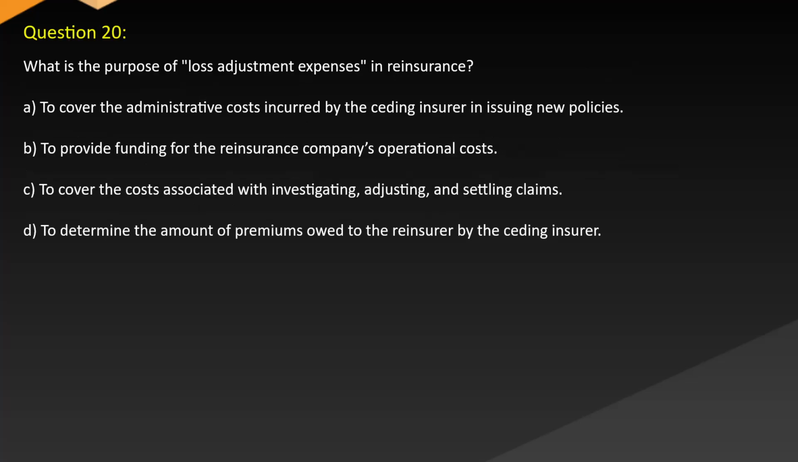Question 20. What is the purpose of loss adjustment expenses in reinsurance? A. To cover the administrative costs incurred by the ceding insurer in issuing new policies. B. To provide funding for the reinsurance company's operational costs. C. To cover the costs associated with investigating, adjusting, and settling claims. D. To determine the amount of premiums owed to the reinsurer by the ceding insurer.